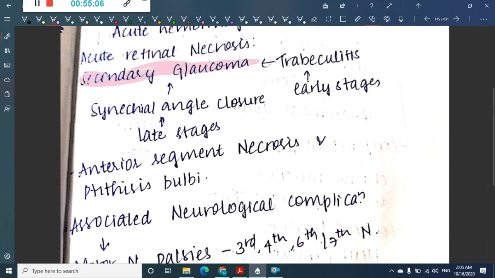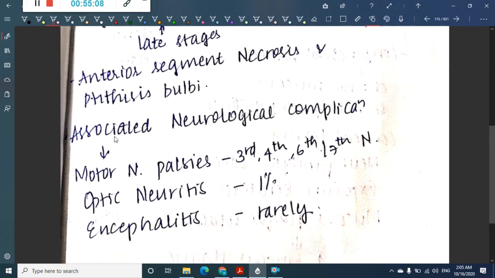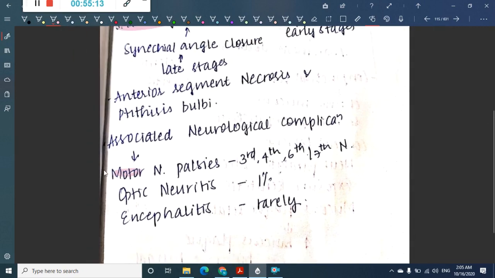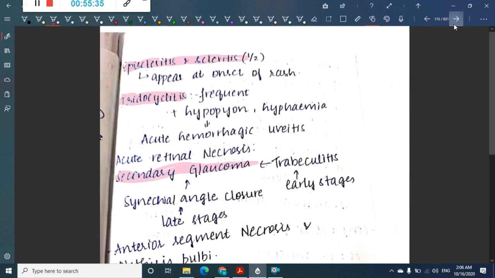Can lead to anterior segment necrosis and phthisis bulbi. Most important is that it is associated with neurological complications, especially motor nerve palsies due to the third, fourth, sixth and seventh nerves. Whenever there are motor palsies of the third, fourth, sixth and seventh nerves, it can also lead to optic neuritis in 1% of patients, or encephalitis, which is seen in some patients. Okay, so these are the lesions which you see here.